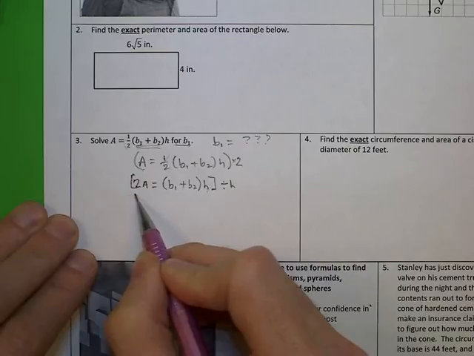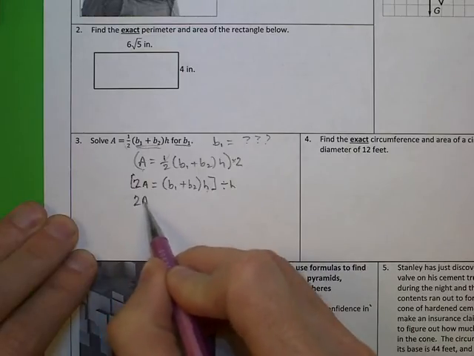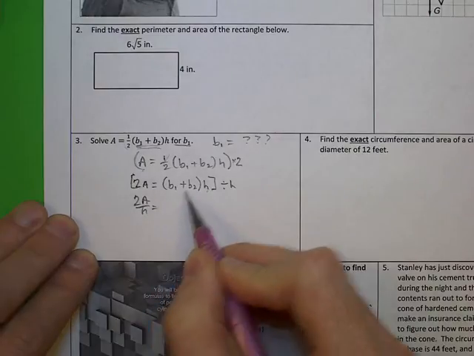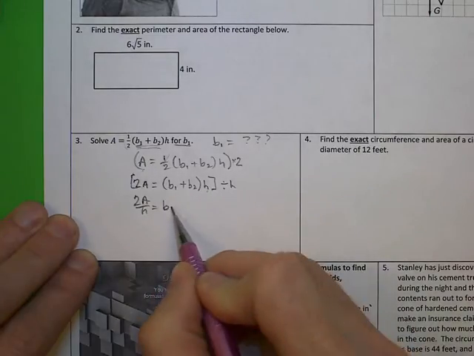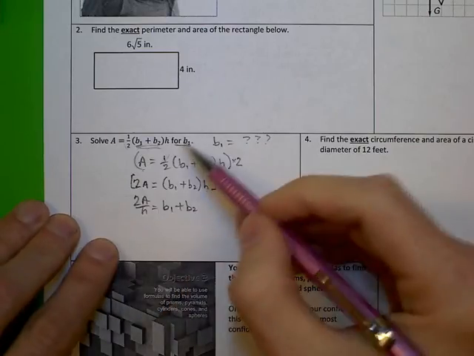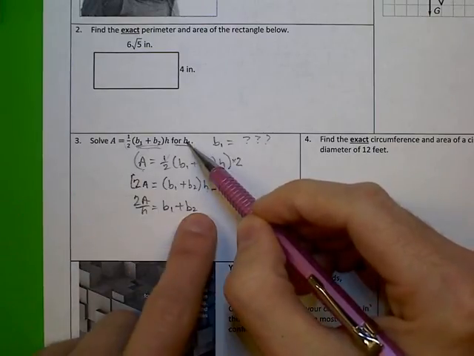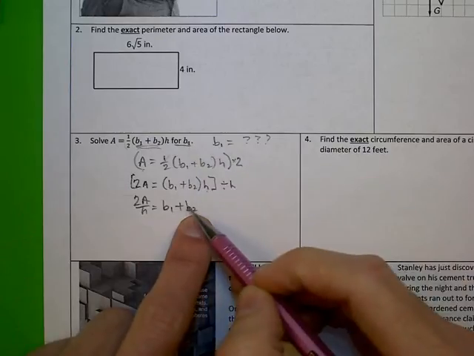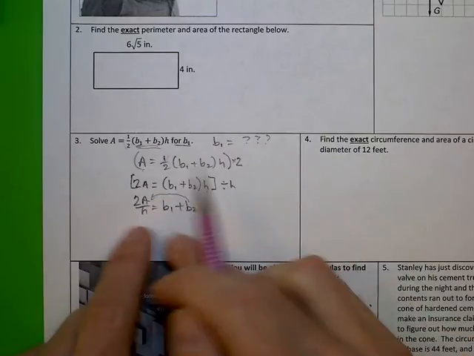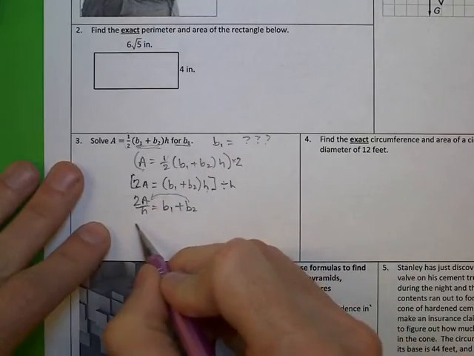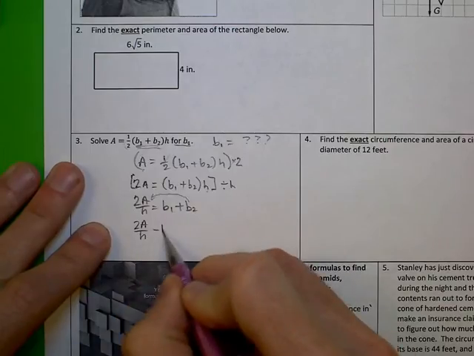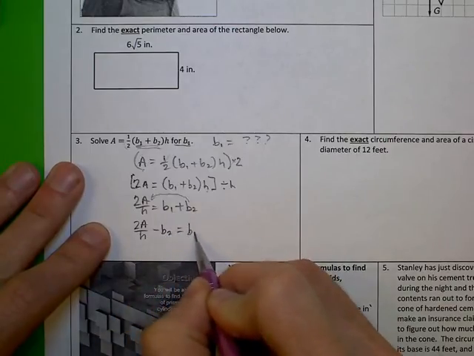And over here on the left-hand side, we'll have 2A over h is equal to, and I don't need the parentheses anymore because there's nothing being multiplied. It's B sub 1 plus B sub 2. And I'm trying to get B1 by itself. I need to get rid of B2. It's being added on that side, so to get it over to this other side, I just have to subtract it. So I have 2A over h minus B sub 2 is equal to B sub 1.